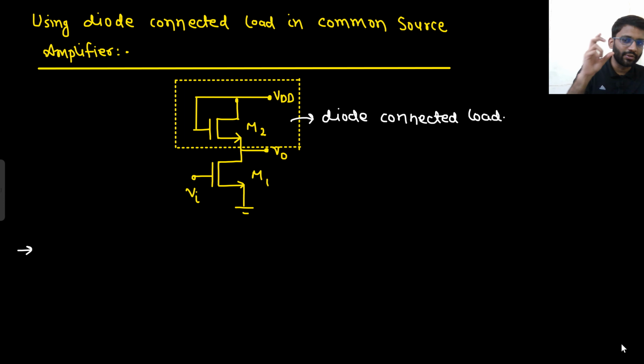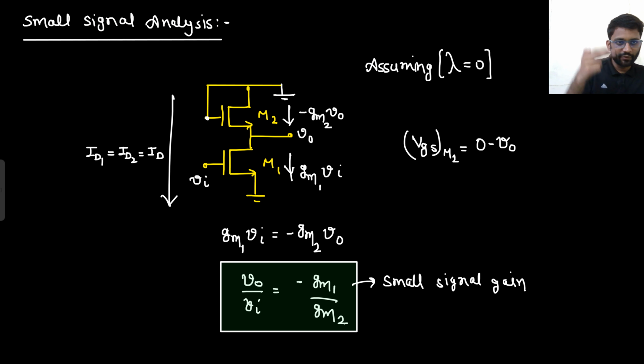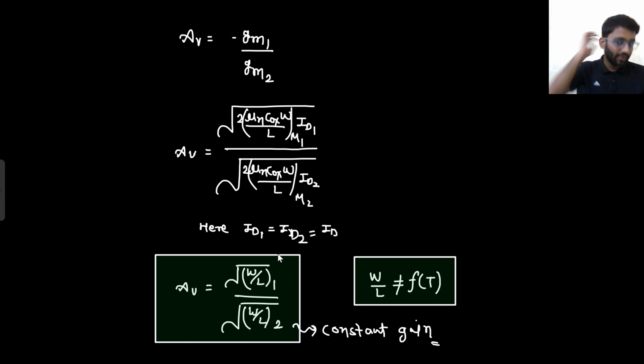So for that, we are using a diode connected load. And with the diode connected load, what did we find? gm2 vo current was flowing upward, gm1 vi current was flowing downward. So the gain was minus gm1 by gm2. Then we found out that the gain is now constant, depending on W by L, and W by L doesn't depend on the temperature.